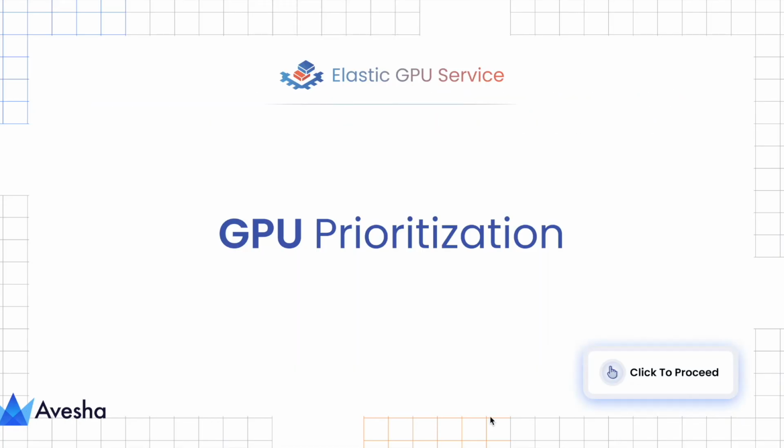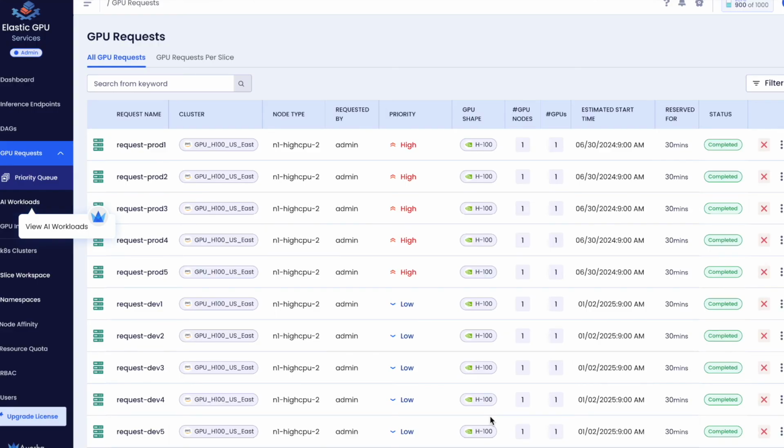Okay, how do things work behind the scenes with dynamic allocations? There are views within the EGS UI that show workspaces, GPU requests, priority queues, and details on AI workloads. Here, in the GPU request section, admins can see all pending GPU requests from different users and workspaces. It's like a central hub for managing all those GPU requests. And the cool thing is that admins can prioritize those requests based on different criteria.